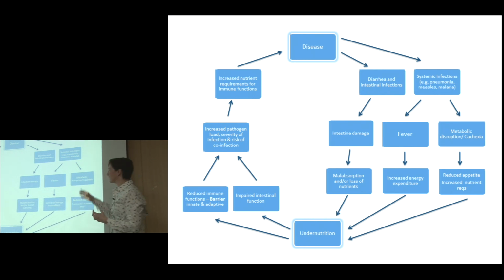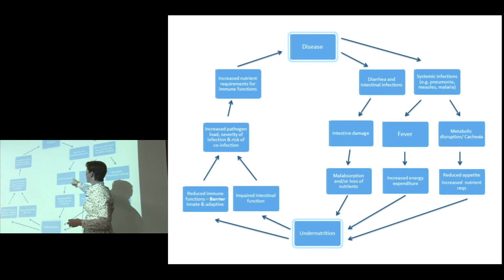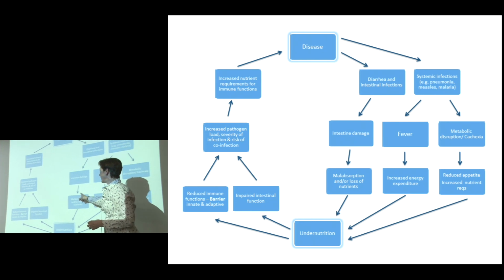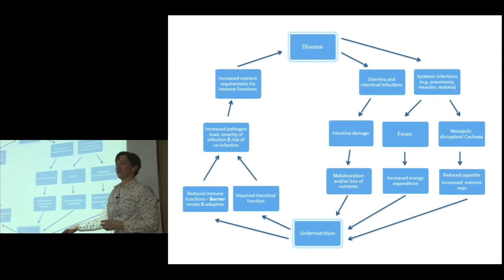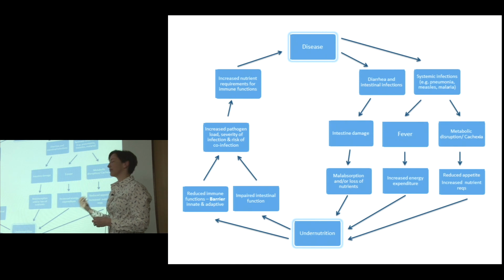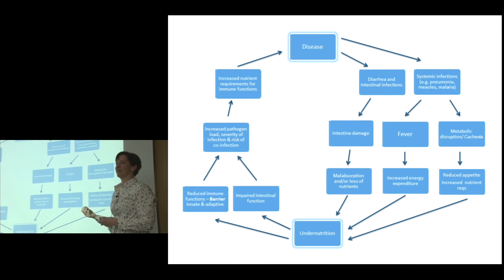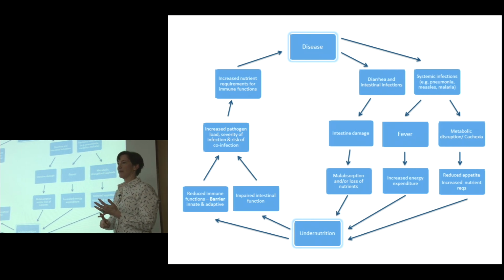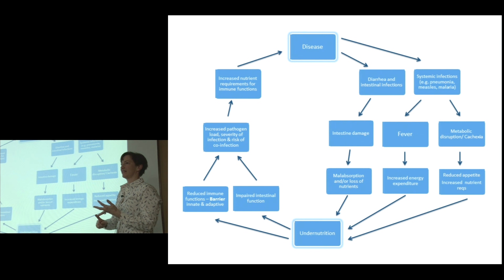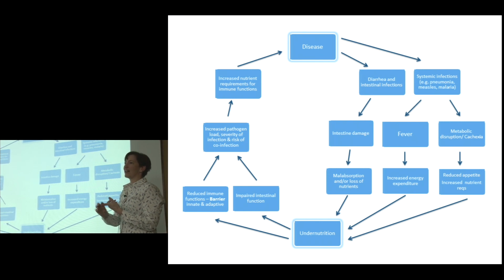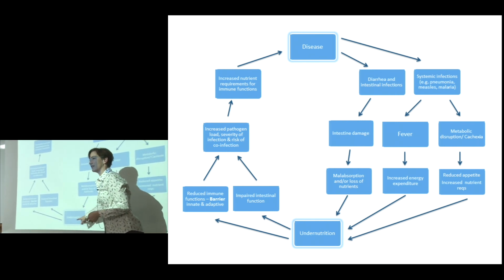So you've got increased expenditure and decreased intakes and decreased efficiency. And then if these are diarrheal type diseases, you're going to lose nutrients through the diarrhea and not be able to absorb nutrients as well. So the illness can increase requirements, increase losses, decrease intake, and decrease efficiency. So they're all ways that can lead to undernutrition.